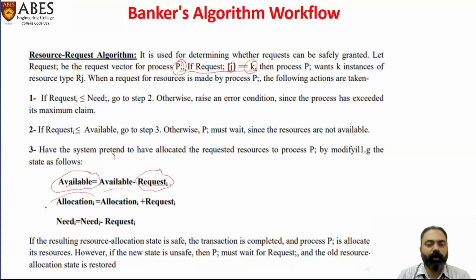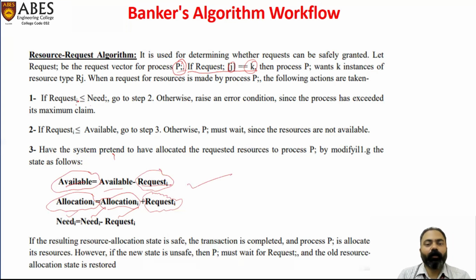And allocation of a particular process, allocation of i, will be previous allocation plus current allocation. The current allocation was whatever request we made, the same we allocated. Need of that process Pi will also decrease. Need will be previous need minus current allocation request. So these are the updates after granting the resources for any process.